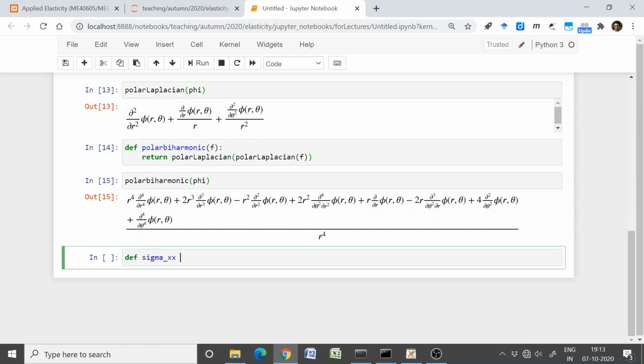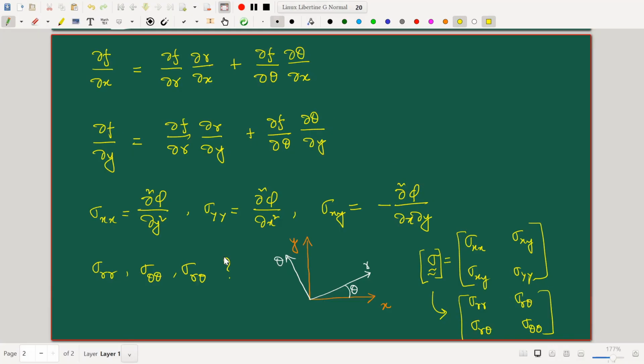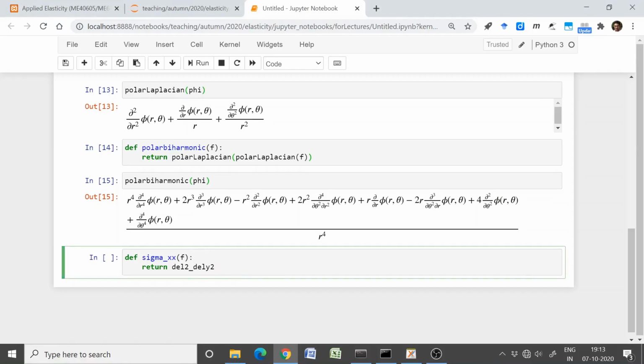So again, we define this kind of sigma xx. Now this is defined just directly by using the del 2 del y2. So let's not forget that the sigma xx is del 2 del y2 of phi. For our generic definition, this is just f.